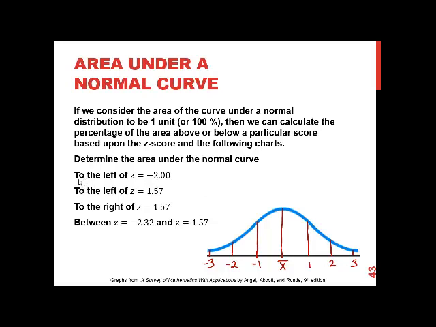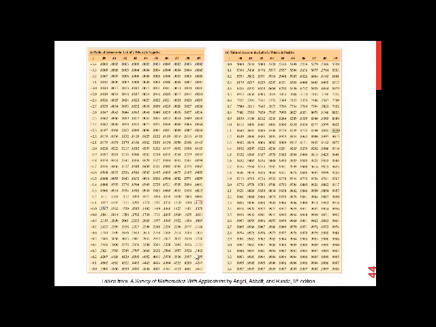To find the area of the curve to the left of z equals -2, in other words, we want to know what's the area of this part of the curve. We're going to go to our tables, which you have in your notes. This is the table of area to the left of z, and we have one table with negative z values and one table with positive z values. We go down to the 2, and this is -2.00, and we find that the area to the left of that is 0.0228.